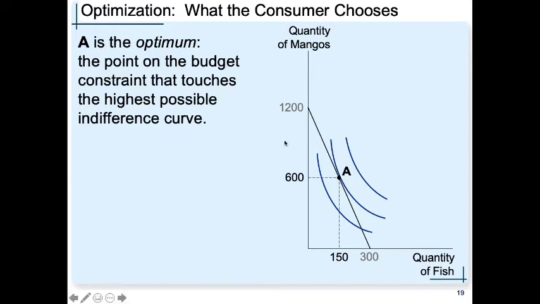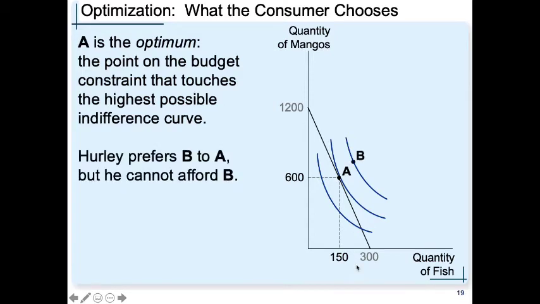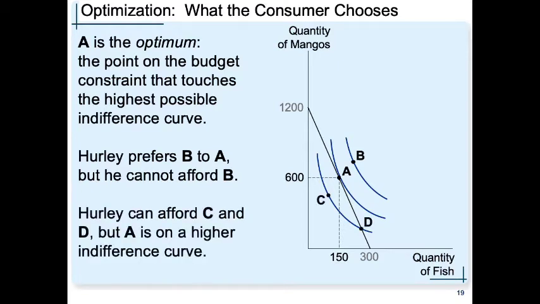At point A you are able to actually stay within your budget and able to consume 600 mangoes and 150 fish. You'd want to go to point B, but you don't have the income to actually be that happy. You can't go to that indifference curve. If you were at the lower indifference curve, you'd be able to go to point C, but if you were at point A, you'd be happier. So why be at point C?